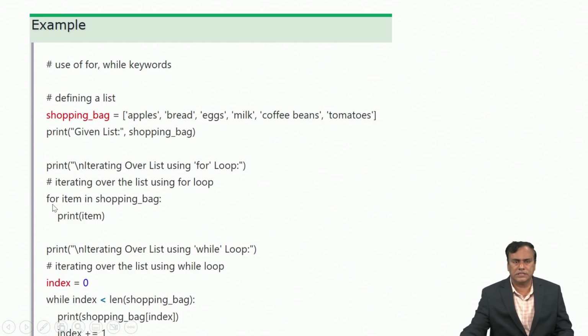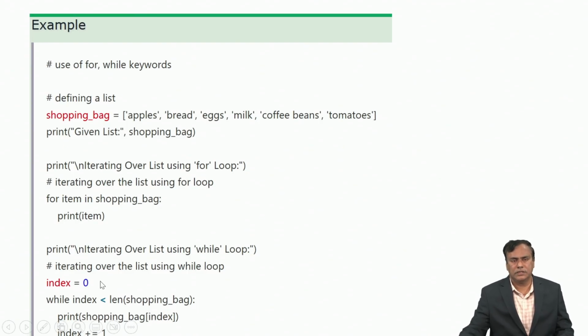list using the for loop: for item in shopping bag. Here for is the keyword, and item is an object name. In is a keyword. Shopping bag is the list name. So for item in shopping bag, print item. In this way, whatever values are there in this list are going to get accessed one by one and get displayed, or printed. So this is how the for loop works.